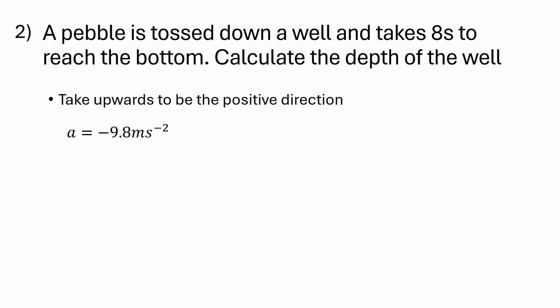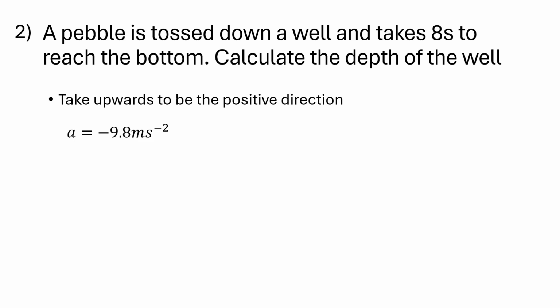The pebble is tossed down the well. We can assume that it's going to have no initial vertical velocity. It might have an initial horizontal velocity. I haven't gone into projectile motion yet, I'll do that in a later video. But one thing I will tell you about that now is you can treat the horizontal and vertical directions separately. So we only care about the vertical direction here. Any horizontal movement is not going to impact the vertical movement of the pebble.